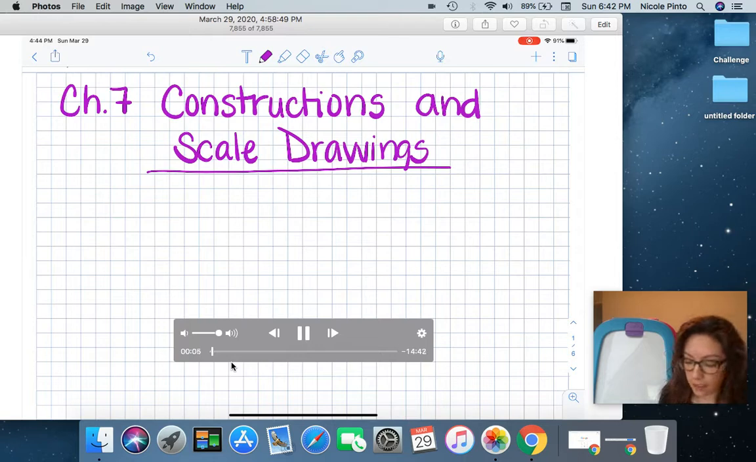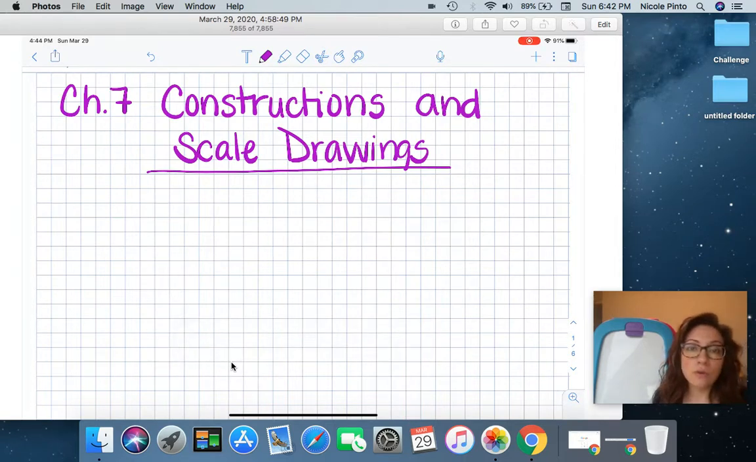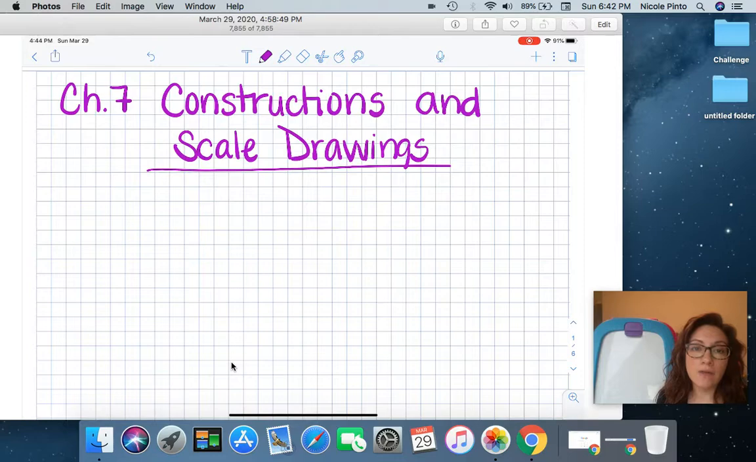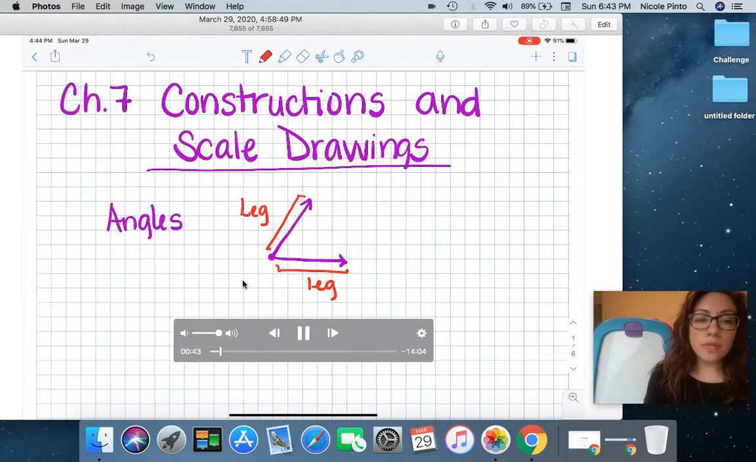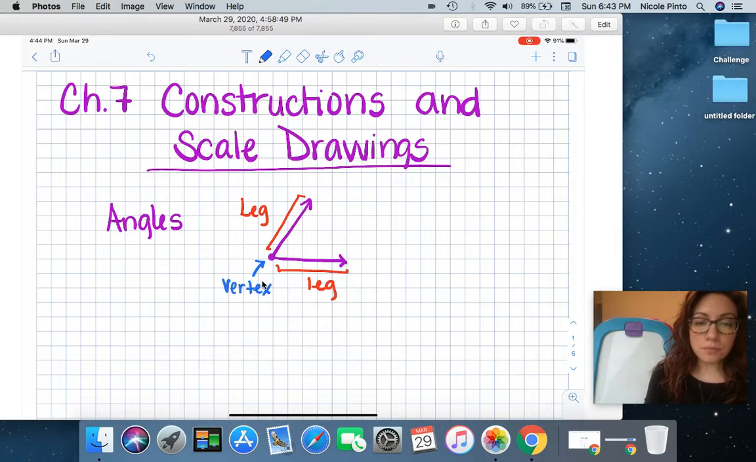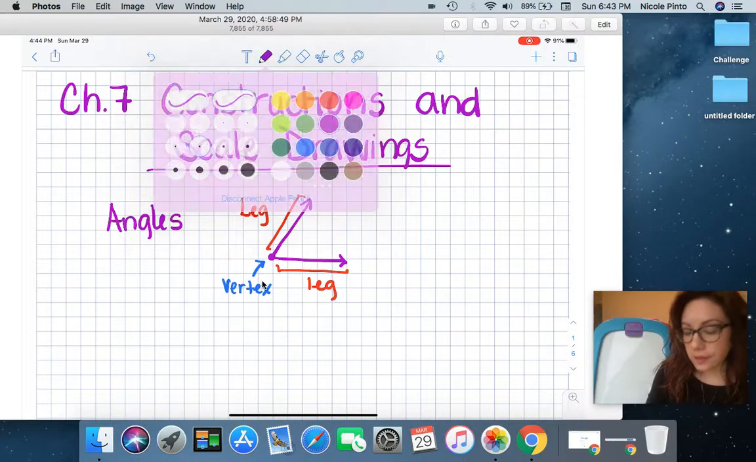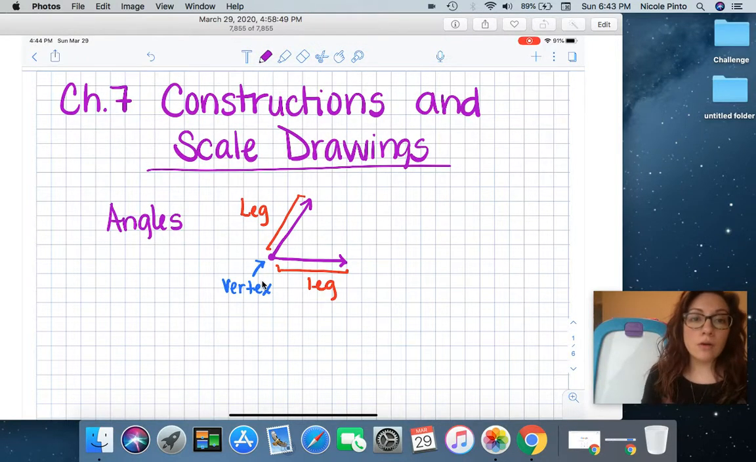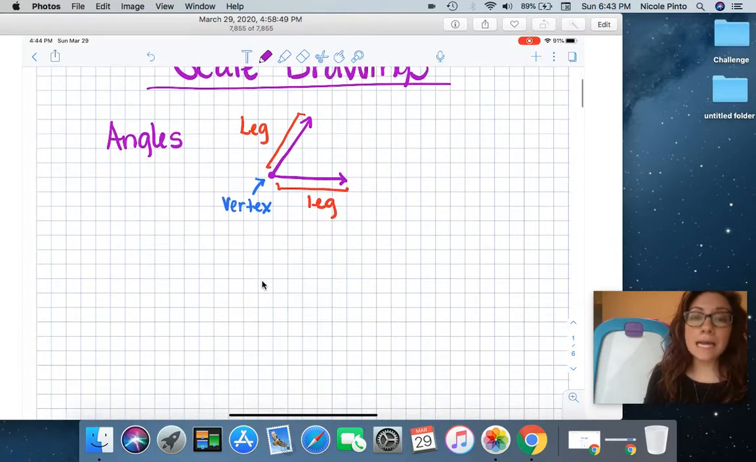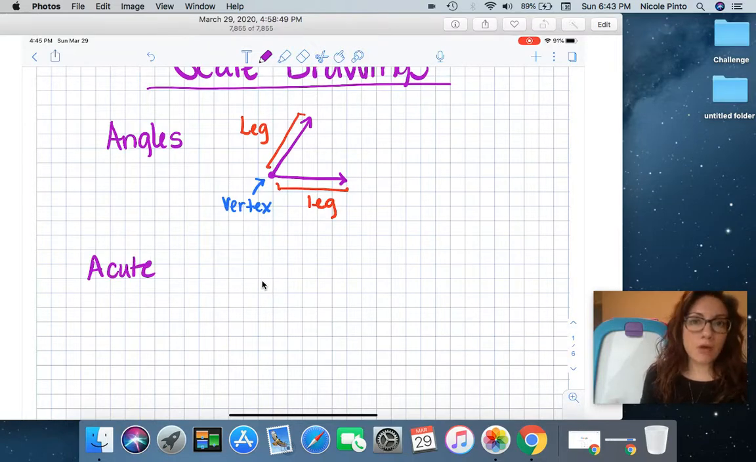So when we're talking about angles, you want to make sure that you know that there are 3 parts to every angle, okay? We have the legs and then we have the vertex. Both legs are joined together at a certain point, which is called our vertex. The other thing that you need to remember about your angles is that we can classify them. Okay, and by classifying them, we're talking about noting how big or small they are.